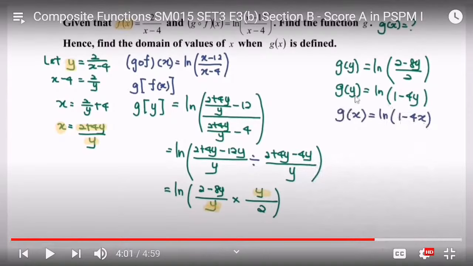Next, hence. Understand the meaning hence? Maksudnya seterusnya. Find the domain of the value x when the g inverse x is defined. Understand the meaning define? Maksudnya dia nak you cari domain. So, harap tuan-tuan puan-puan ingat, dalam ln tidak dibenarkan negatif. Dalam ln tidak dibenarkan kosong. Tak percaya, you tekan calculator, you akan dapat math error. So apa yang dibenarkan adalah a value which is a positive value. So kalau positif, dia adalah greater than 0.